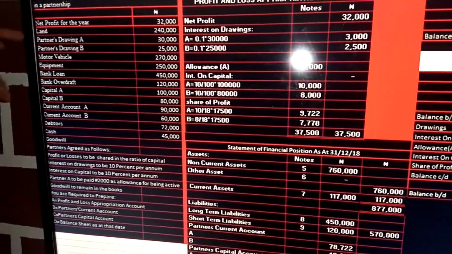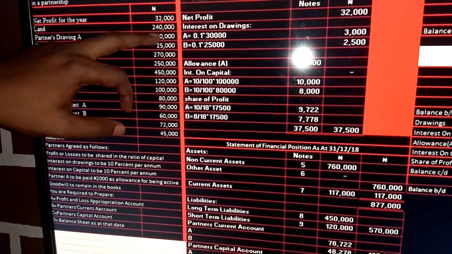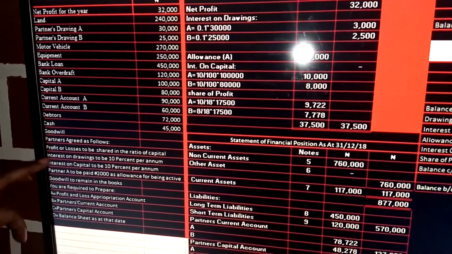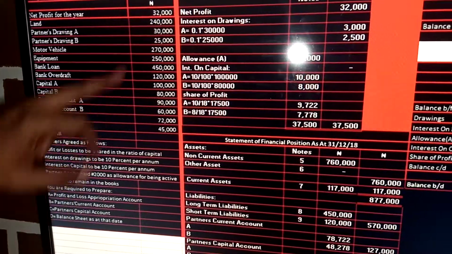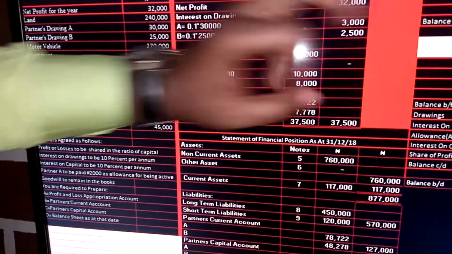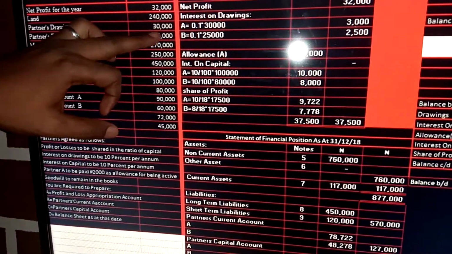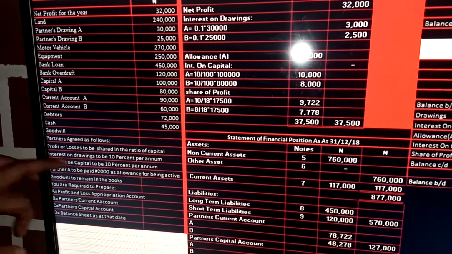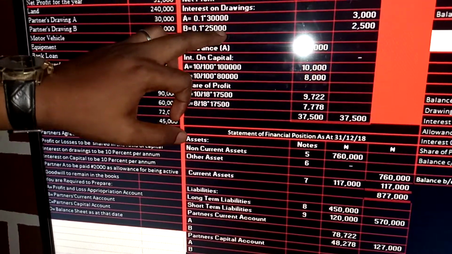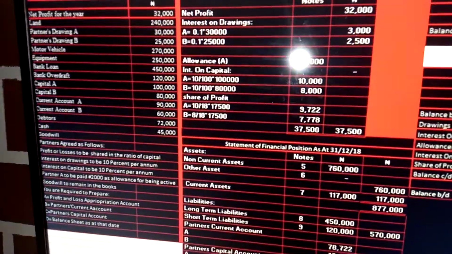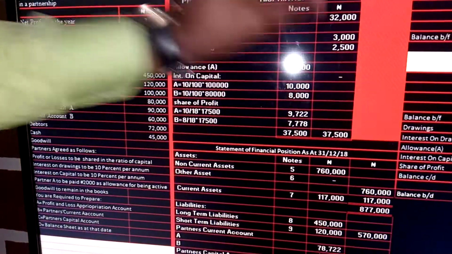Let me show you. The drawings for A is 30,000. The agreement says interest on drawings to be 10% per annum, so 10% on 30,000 is 3,000. Drawings for B is 25,000. The agreement said interest on drawings to be 10% per annum, so 0.1 times 25,000, which is 10% of 25,000, is 2,500. So that is the income to the partnership.